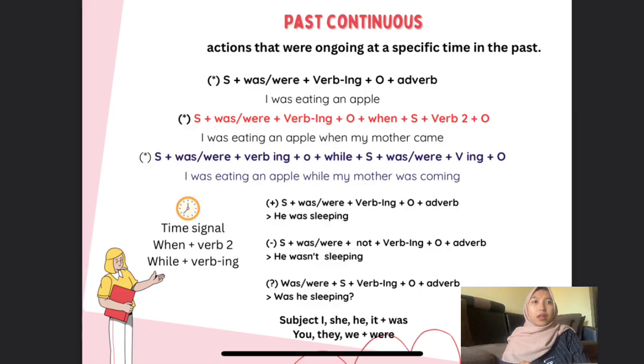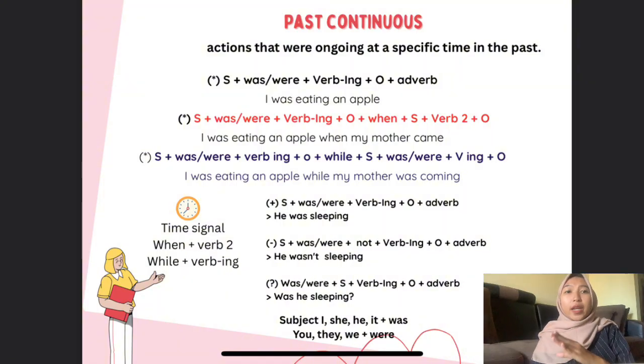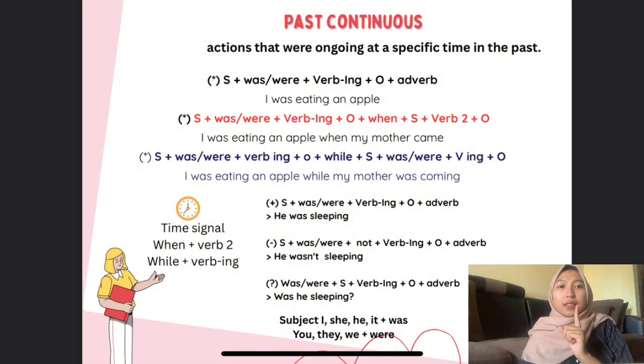Okay, for the example, I was eating an apple. The second function is we use when. After when is followed by verb 2, kata kerja bentuk kedua ya. For the example, I was eating an apple when my mother came. Last function is while. When we use while, it is followed by verb ing. Okay, I was eating an apple while my mother was coming.